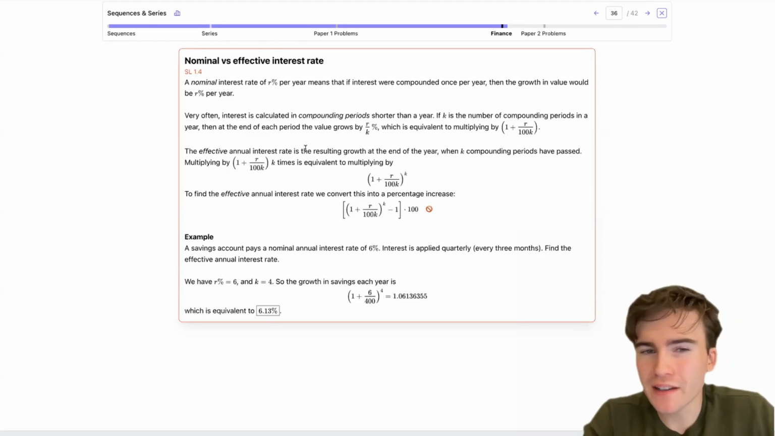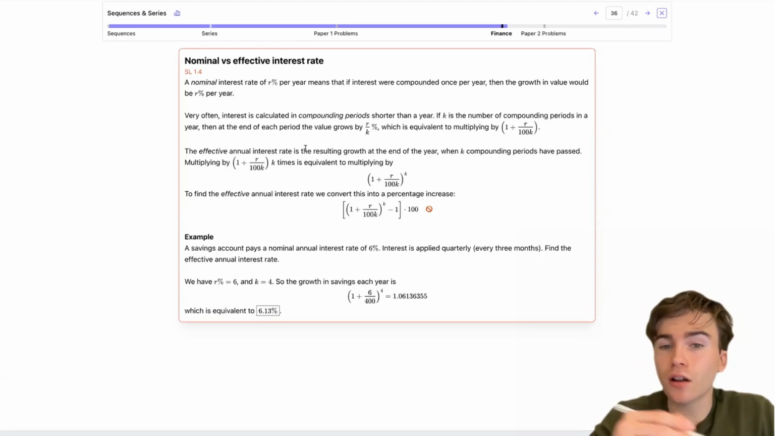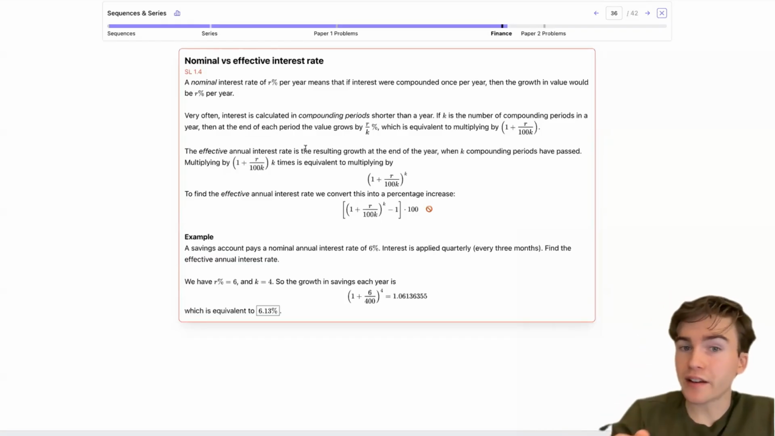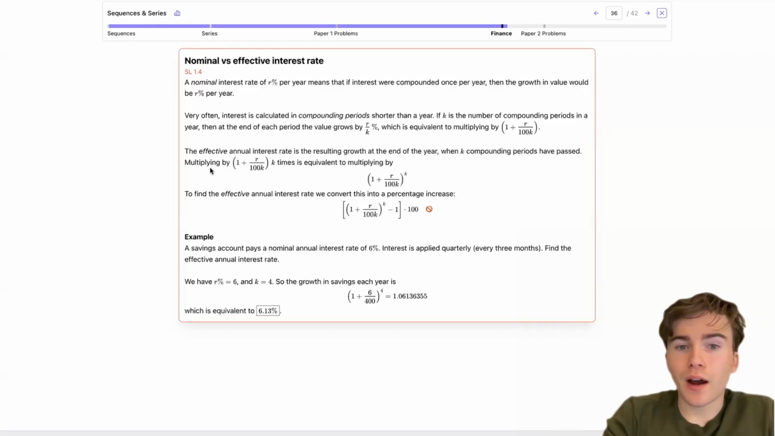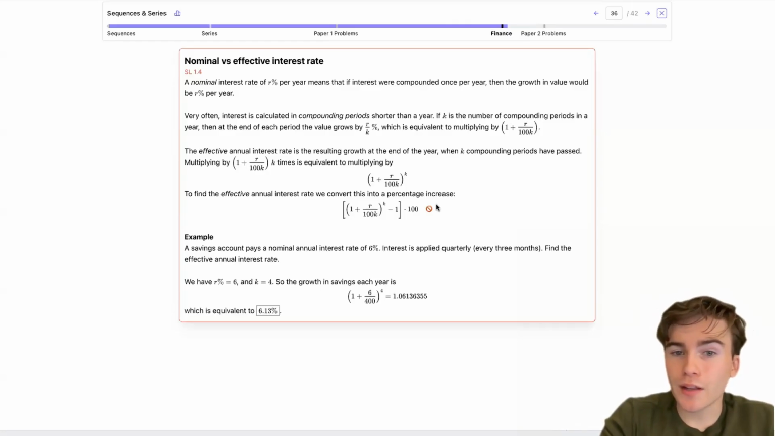Now, what is the effective annual interest rate? The effective annual interest rate is the resulting growth that you would get at the end of the year if you applied compounding at every period, okay? So if I multiplied by 1 plus r over 100k, and I did that times itself k times, that's the same as doing 1 plus r over 100k to the power of k. And that means that the effective annual interest rate is, I want to convert that into a percentage. So I multiply all that out.